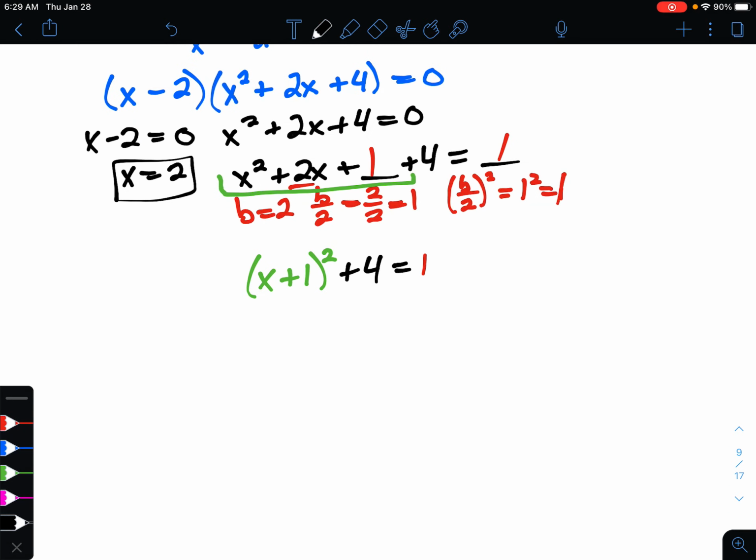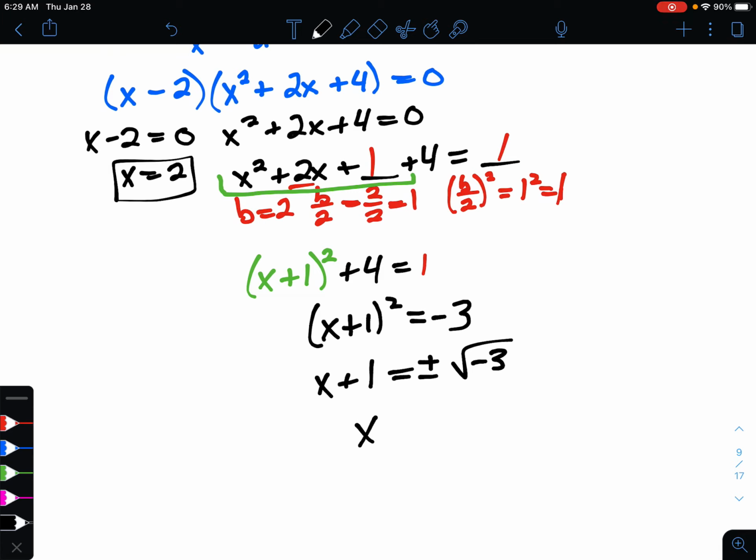All right, so now in order to finish solving, it's really just a matter of solving by square roots now that we've completed the square. So we're going to start by subtracting 4 from both sides, so x plus 1 squared is equal to negative 3. Then we'll go ahead and take square root of both sides, so don't forget plus and minus sign, square root of negative 3, which we'll simplify in just a moment.